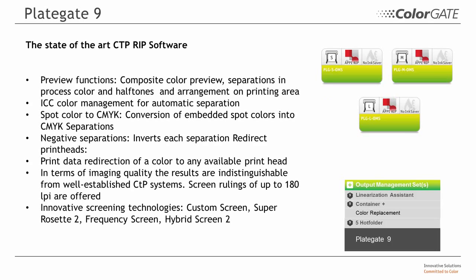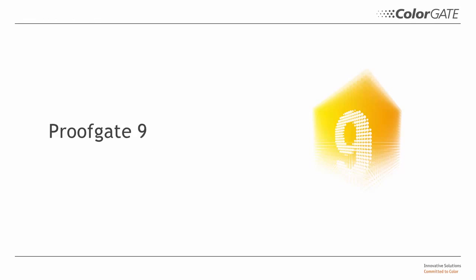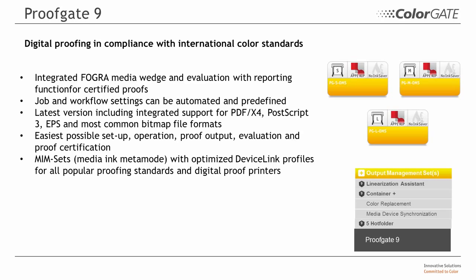The modern CTP RIP software Plategate 9 is a digital print solution for CTP applications, which is identical to established CTP systems in terms of quality. Proofgate 9 rounds off the specialist product line. Mandatory digital proofing pursuant to international color standards is easy to do and realize with Proofgate 9.